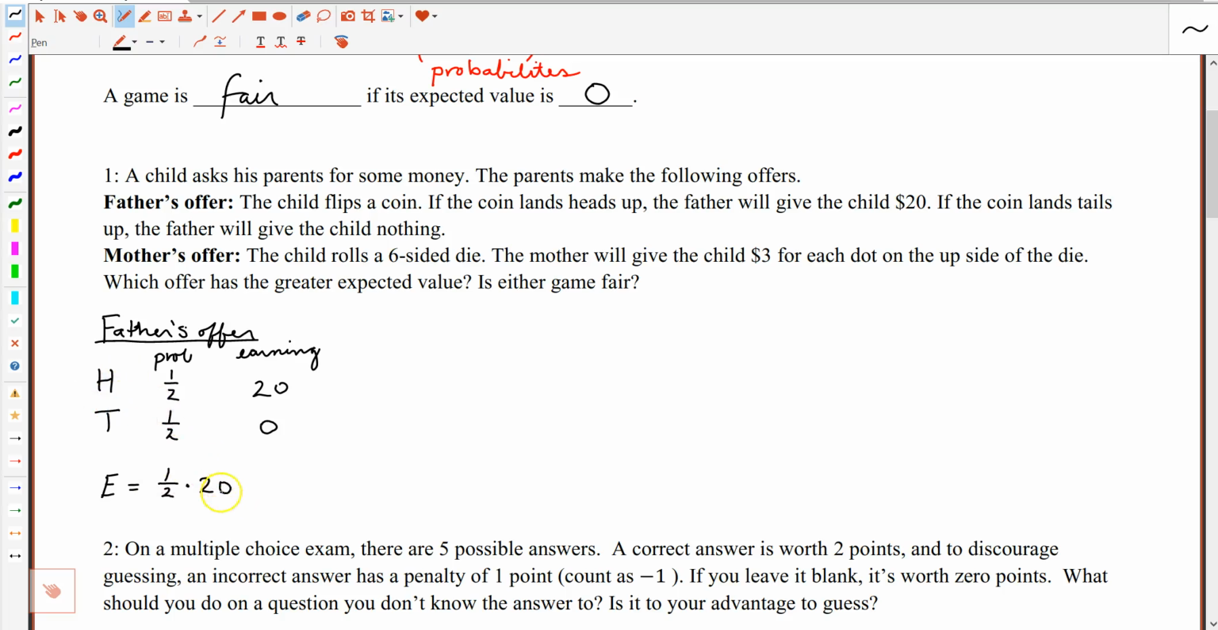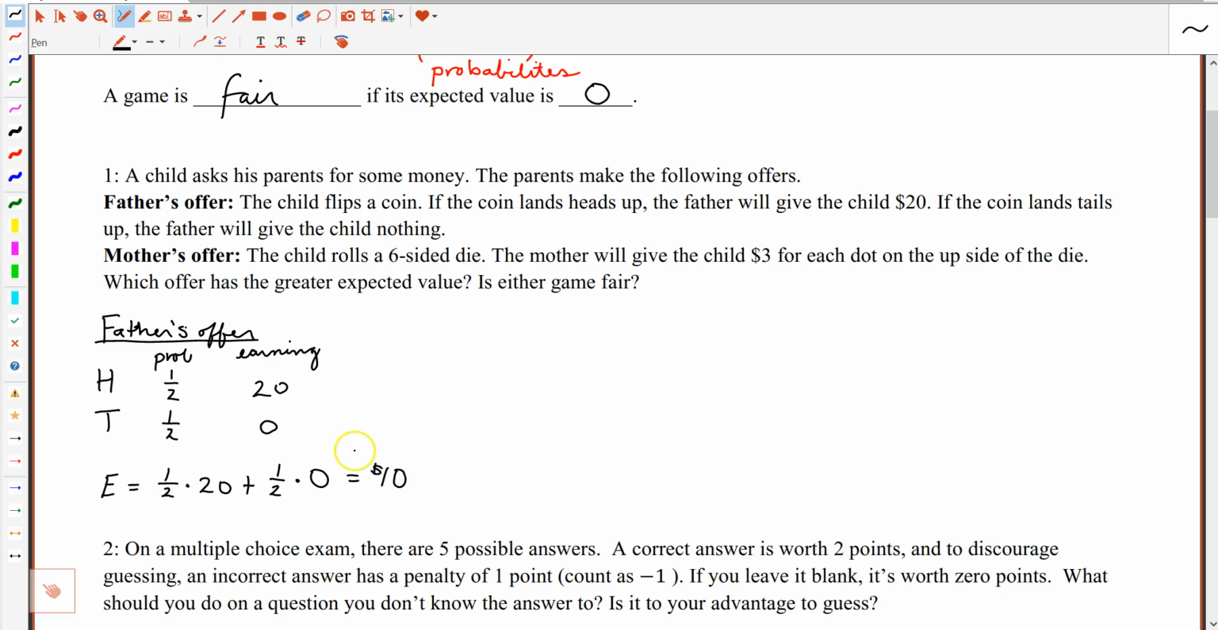So this would be how we would set it up for the heads case. The probability it happens is 1/2, and then the earnings would be $20. For the tails case, the probability that happens is 1/2, and the earnings in that case would be 0. And if we go ahead and compute that, we'll get the expected value in this case is going to be $10.